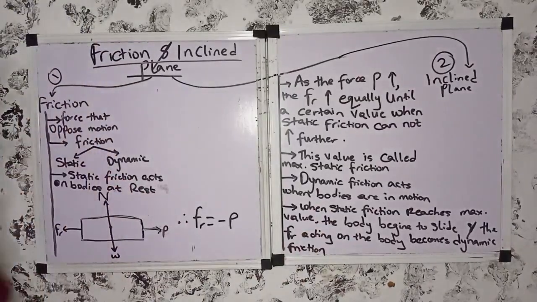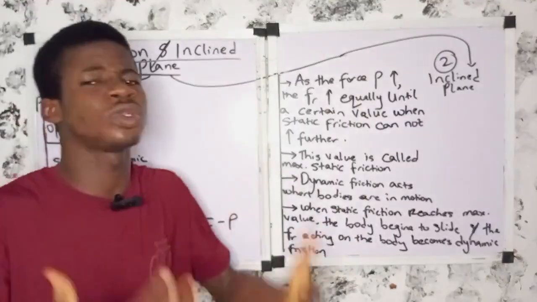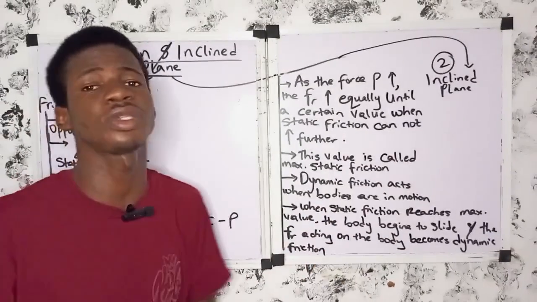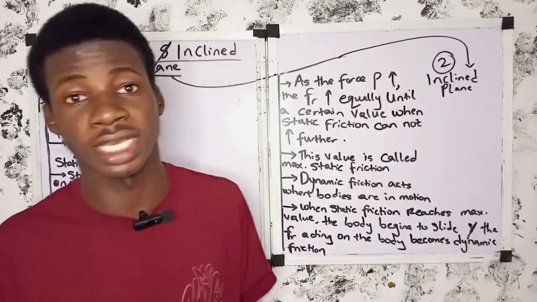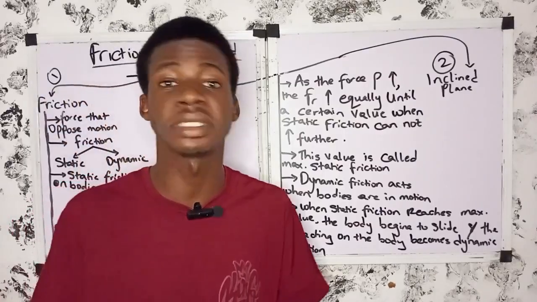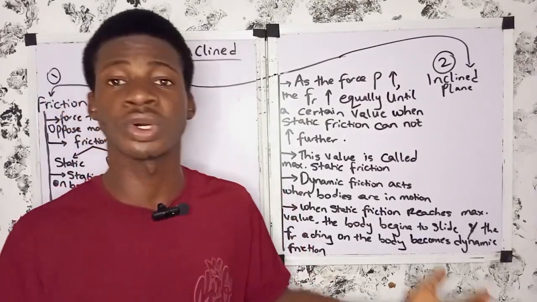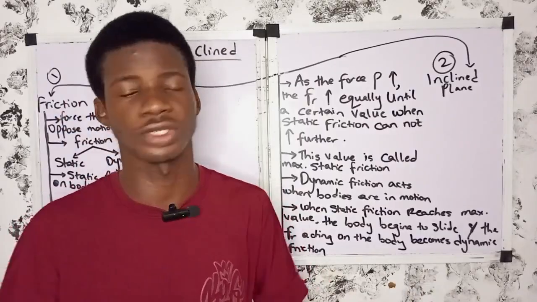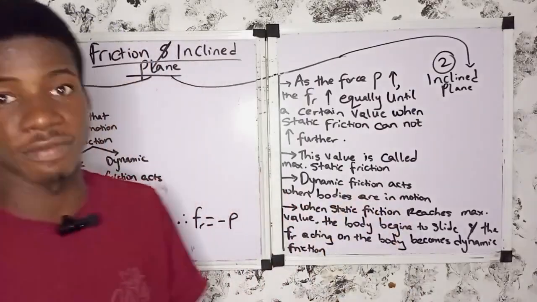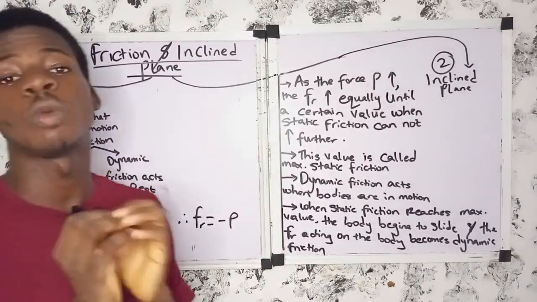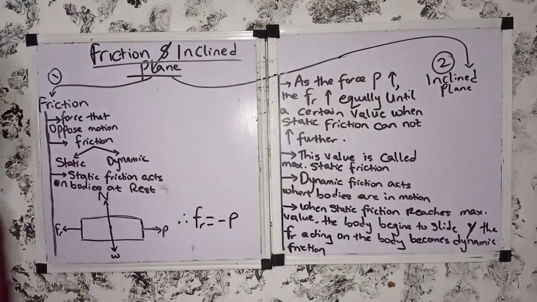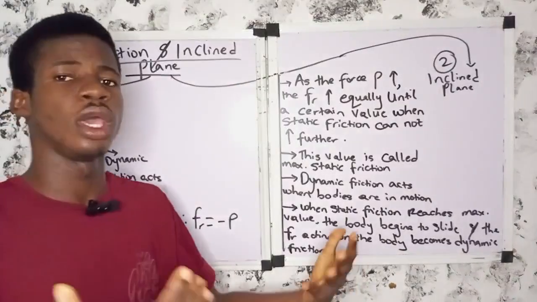Now, what is friction? What do you understand by the word friction? Friction is also an example of force. There are different types of force. We have tension, we have thrust, there are so many forces. So friction is also a force. Friction is a force that opposes motion.